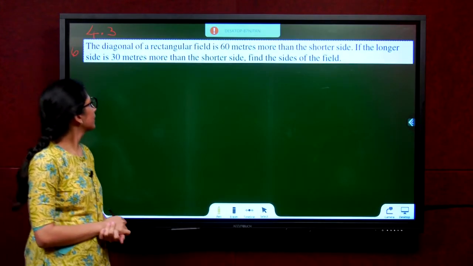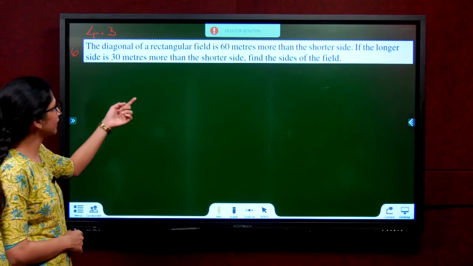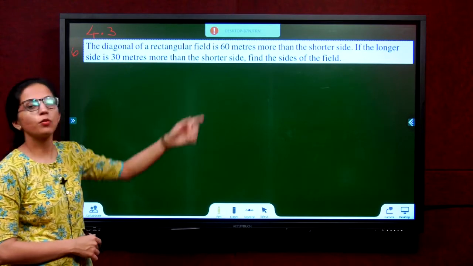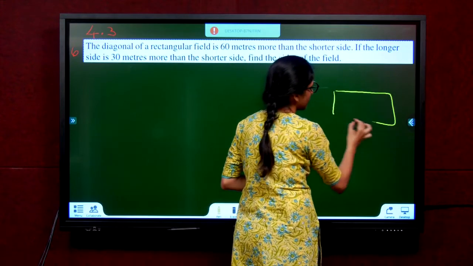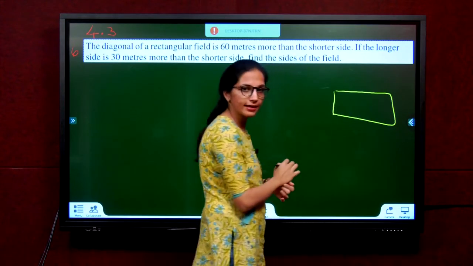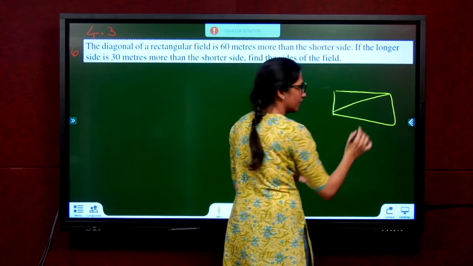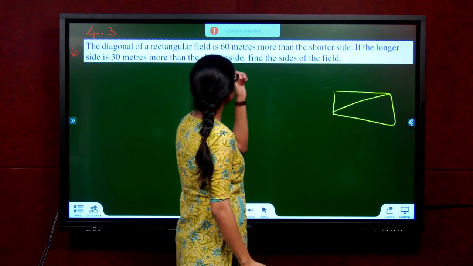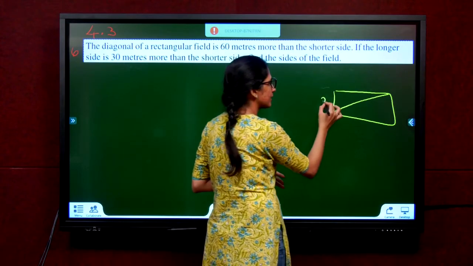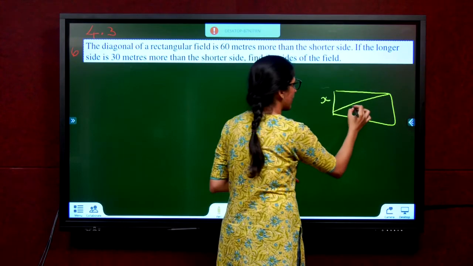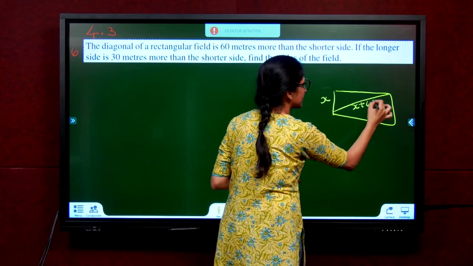Sixth question. The diagonal of a rectangular field is 60 meters more than the shorter side. So let's draw the rectangle first. This will be shorter side, this will be longer side. Diagonal is 60 meters more than shorter side. So can I take shorter side as x? Yes. Diagonal as x plus 60.